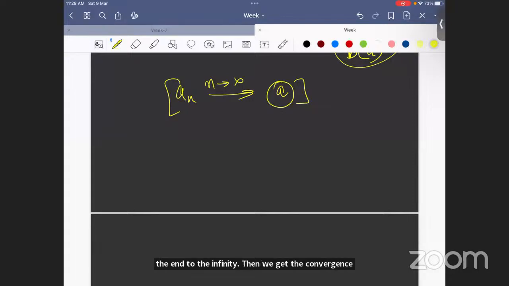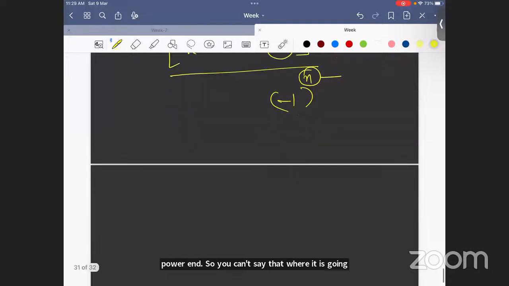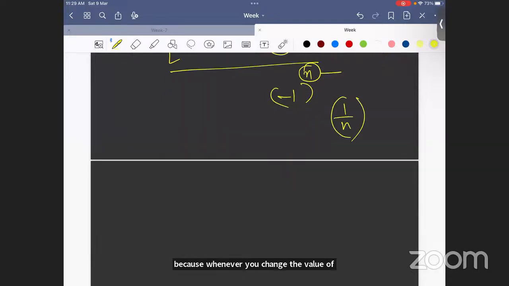This is what we have discussed. So we cannot say anything about divergent sequences, like the exact value where it is diverging. I told you, there is a sequence like (-1)^n. You can't say where it is going, because whenever we change the value of n, we get a different value. But if you have a sequence like 1 upon n, you already know that as I increase the value, this will start going to 0. That means it is converging towards 0.